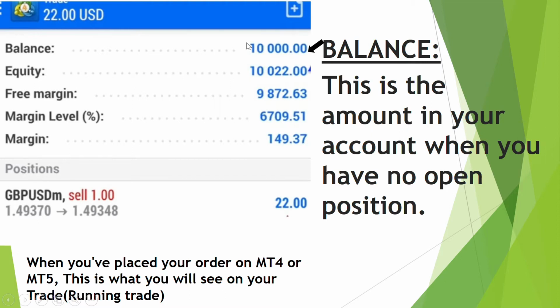Balance. This is your balance. This is the amount in your account when you have no open position, like the initial money you have in your account before you place an order. When you've placed your order on MT4 or MT5, this is what you will see on your trade.